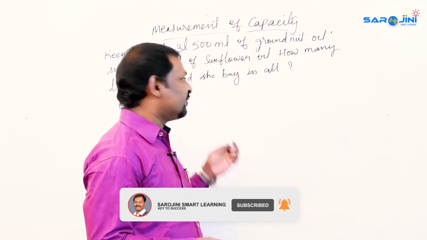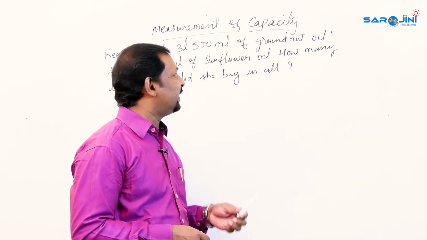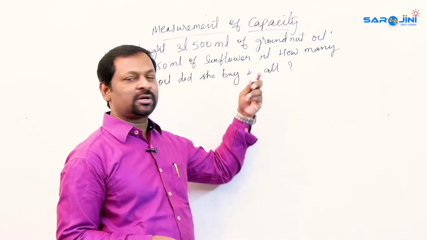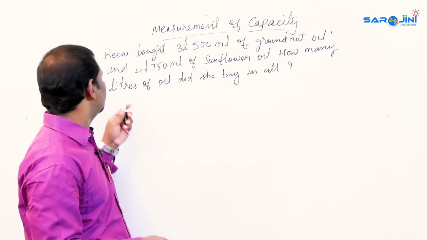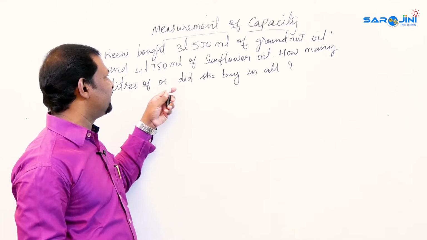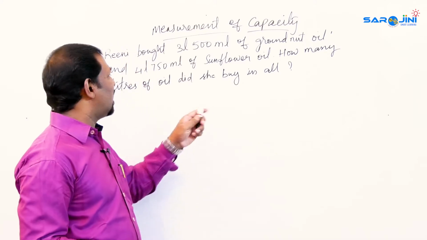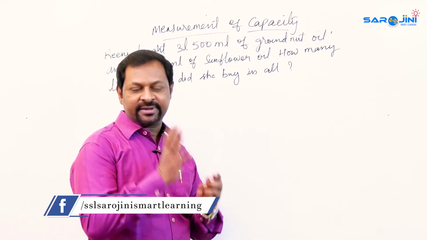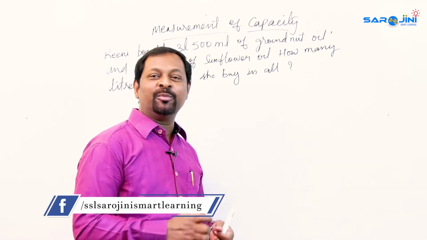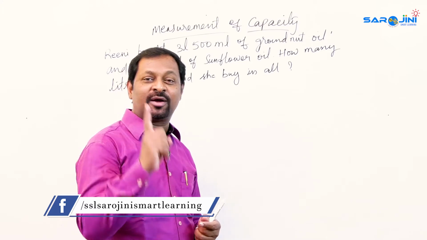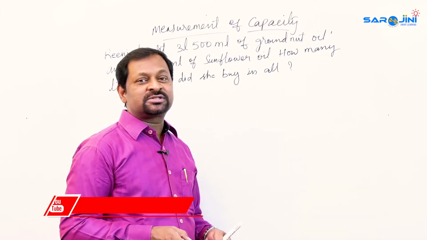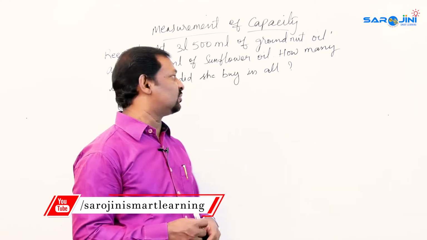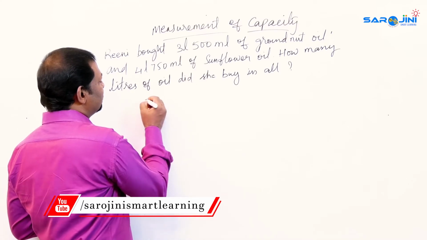So here I give one more example. Just read the question and understand it. Rini bought 3 liter 500 ml of groundnut oil, okay, from the shop or from the store, and 4 liter 750 ml of sunflower oil. So how many liters of oil did she buy in all? So here who is the person? Rini. What she bought? She bought some oil. How many types of oils were there? 2 types of oil. One is groundnut oil, one is sunflower oil. So the question is, what is the total quantity of the oil she bought to her house? Okay, now we'll check the quantity.